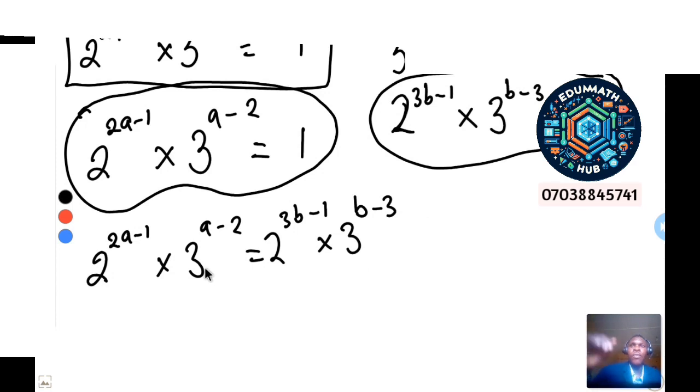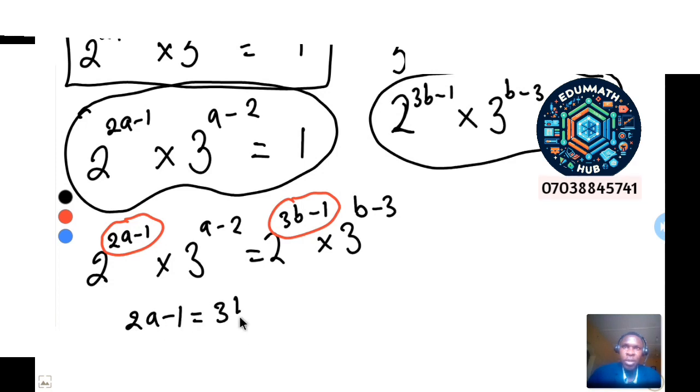Okay, now since the bases on both sides are equal, that means the powers should be the same. The power of this 2 should be equal to the power of this 2. The power of this 3 should be equal to the power of this 3. So let's equate these together. If you do that, you get 2a minus 1 is equal to 3b minus 1. That's the first equation.